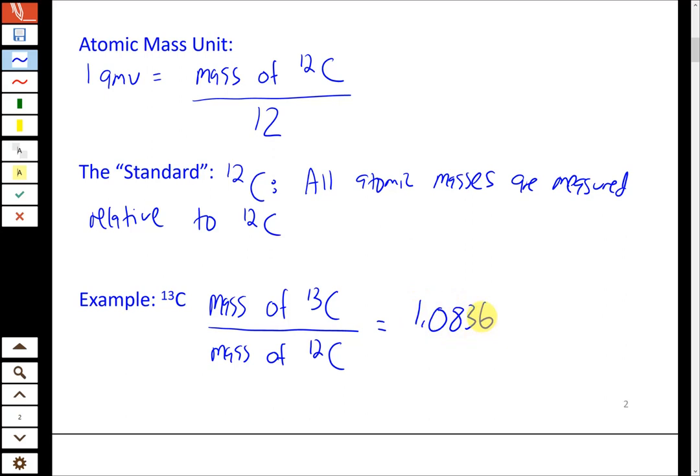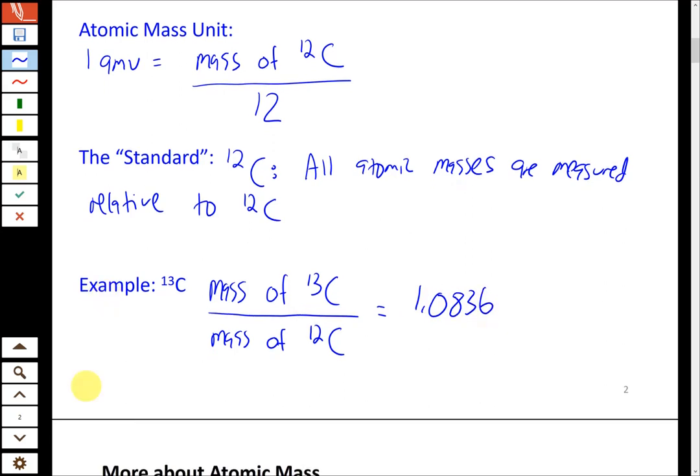1.0836. And then, by a little bit of algebra, to get the mass of carbon-13, we just cross multiply. The mass of carbon-12 is exactly 12 AMU, and so when we cross multiply, we get close to 13, but not exactly 13. So what's going on there? This is what I already mentioned. We're going to talk a little bit about why this is.